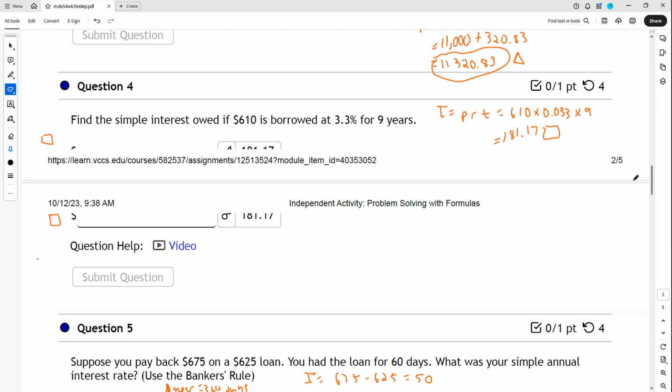Question 4. Find the simple interest owed if 610 is borrowed at 3.3% interest for 9 years. They want the amount of interest owed. So I is equal to PRT. So I have 610 times R, and that decimal is 0.033 times 9 for 9 years.